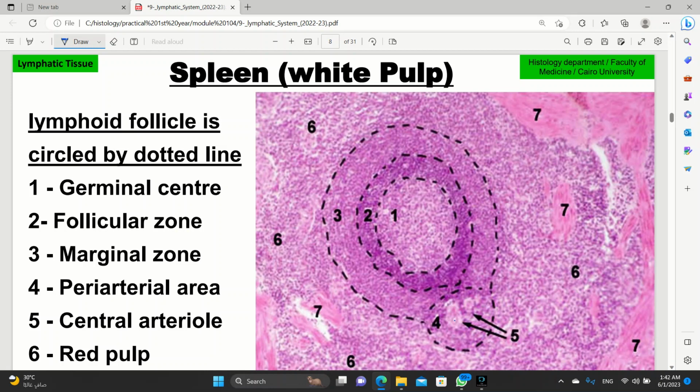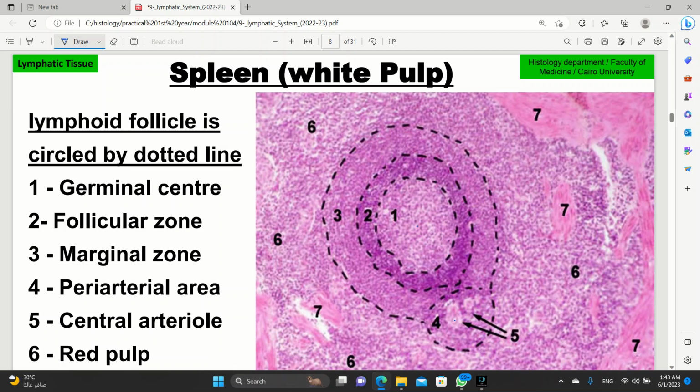Para-arteriolar lymphatic sheath, and then go to the other side. In the middle, that's the germinal center. It basically has a lot of B lymphocytes. And then we're getting a little bit bigger, so that's the follicular zone. Bigger and bigger, that's the marginal zone. And that's the arteriole. So what's surrounding it, that's the para-arteriolar lymphatic sheath.